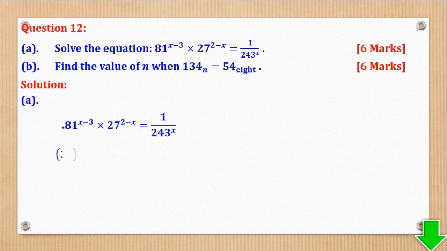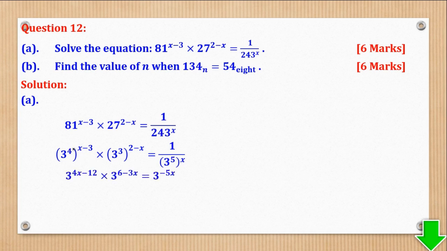We know that 81 is 3 to the power 4, 27 is 3 to the power 3, 243 is 3 to the power 5. Then from there, we shall remember that these are both powers, so it will be this times this to give you 4x minus 12. Then 3 times the whole of this to give you 6 minus 3x. Then here it is in a denominator. To bring it to the numerator, you put a negative index.